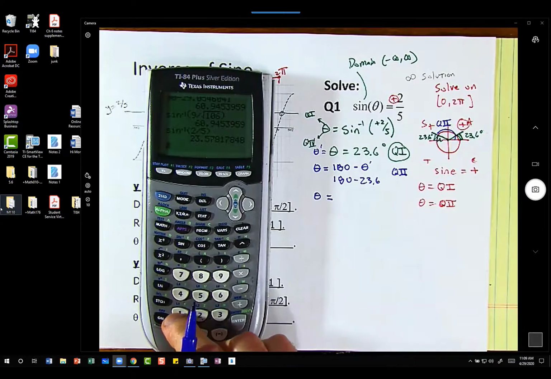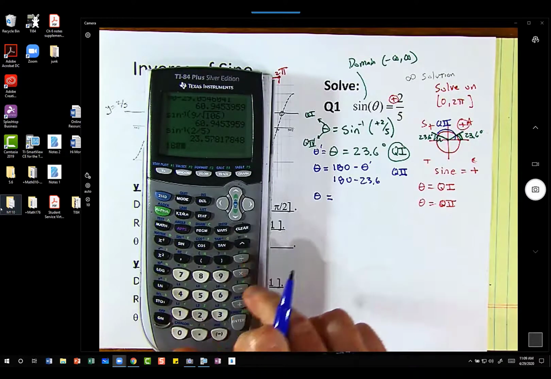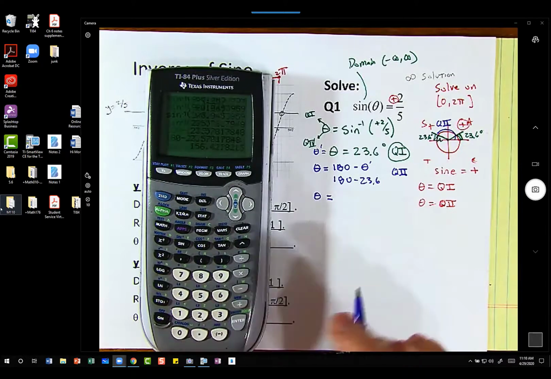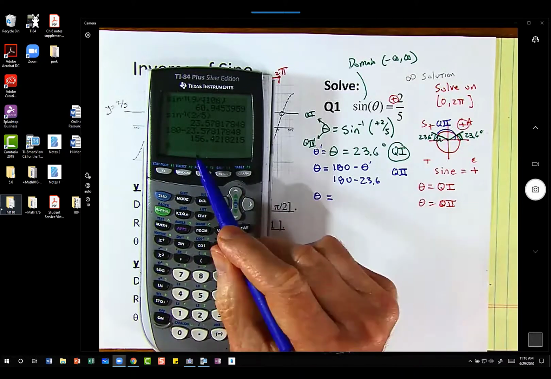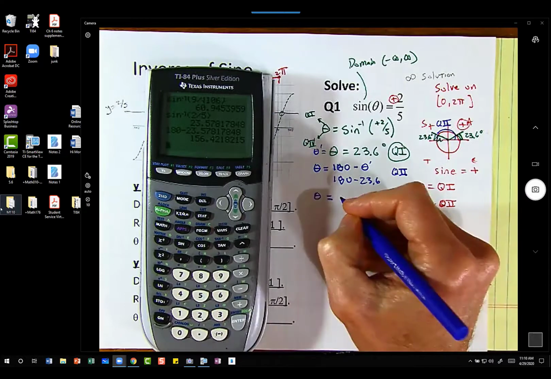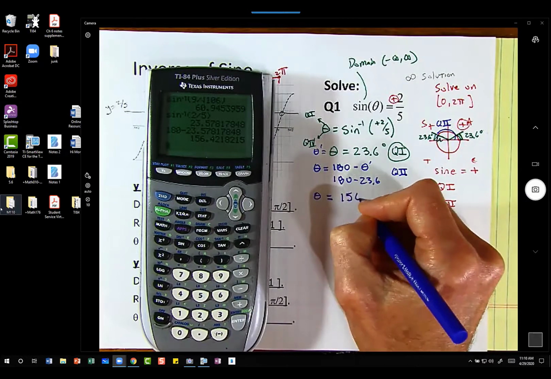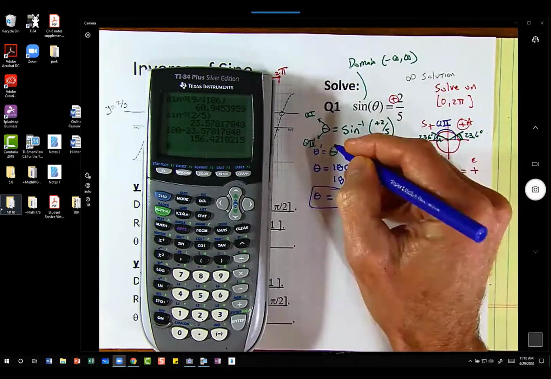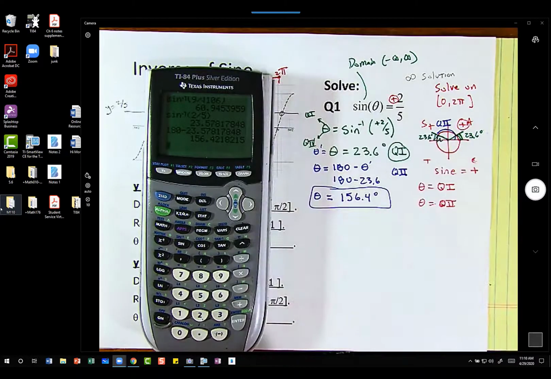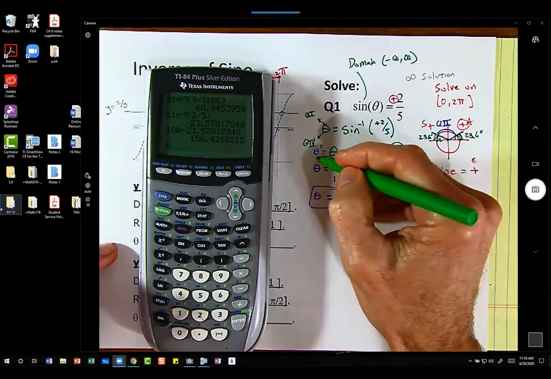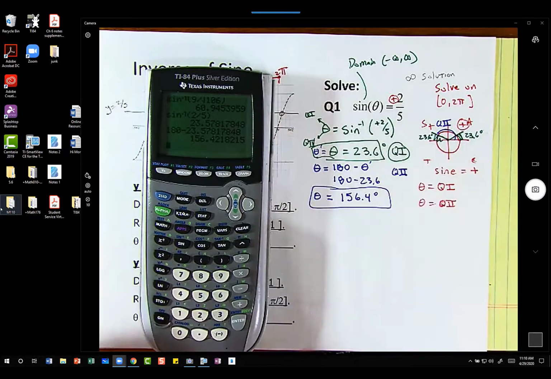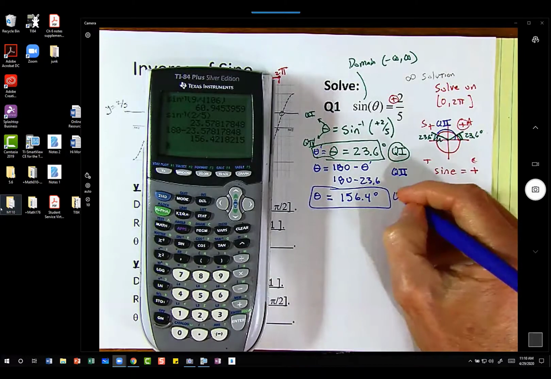So we have 180 minus, I'm just going to go up and grab that number, and I got 156.4. So this equation has two answers. The first one is in quadrant 1, and this second one is in quadrant 2.